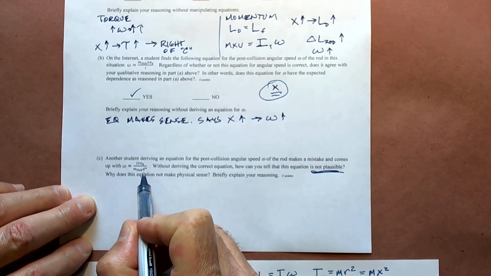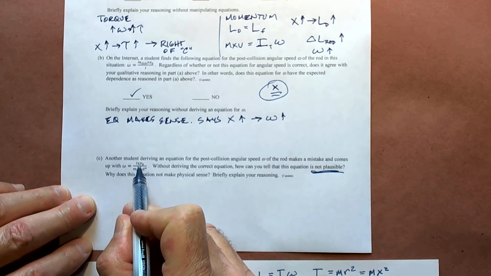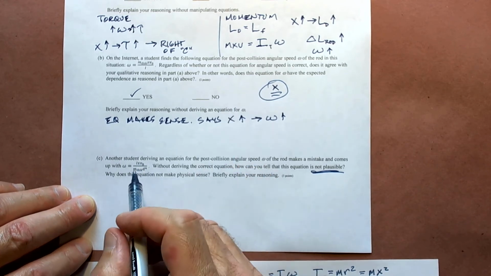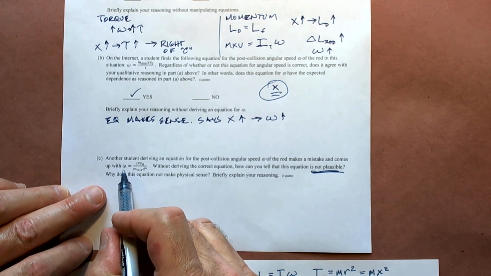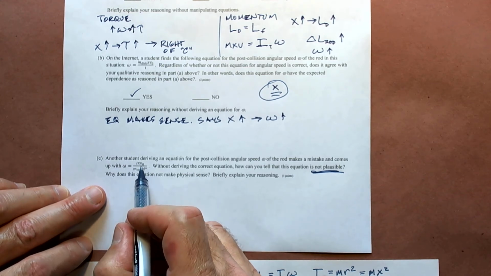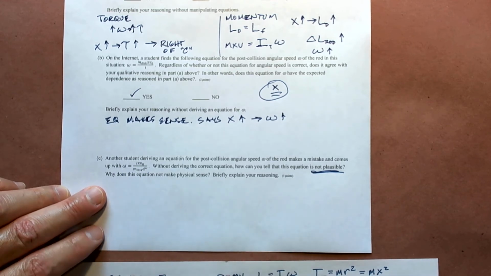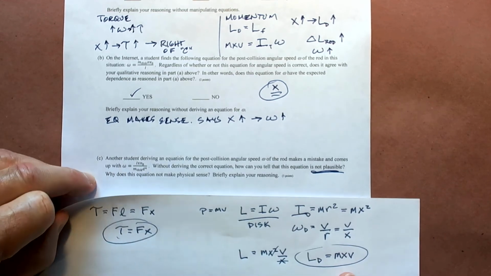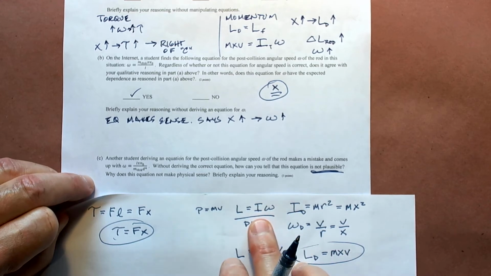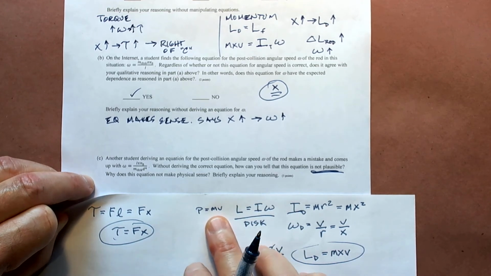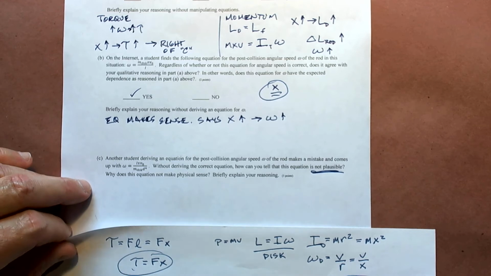Well, let's look again at these variables. Okay, well, what does this say? Well, this says, first of all, that if x gets bigger, if we're looking back at x again, omega gets bigger. Well, that's right. It also says if v gets bigger, omega gets bigger. Well, if v gets bigger, we know that the angular momentum of the disk, or even the linear momentum of the disk, is going to be bigger. So that's okay.